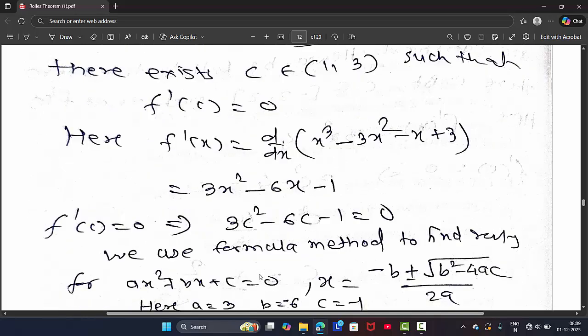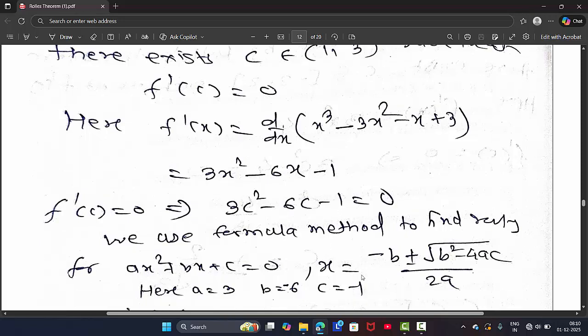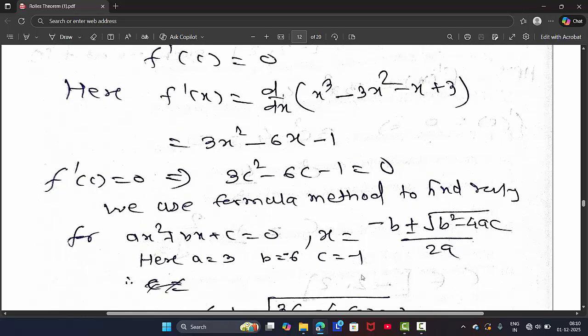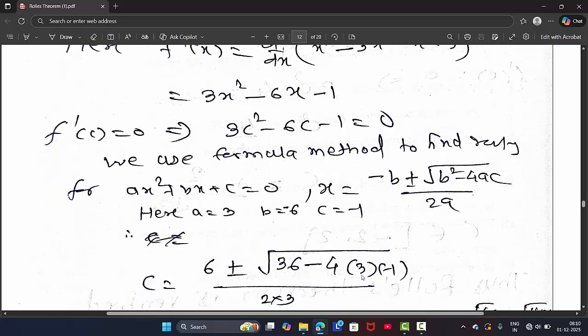F dash x equal to derivative of x cube minus 3x square minus x plus 3, which is 3x square minus 6x minus 1. F dash c equal to 0 implies 3c square minus 6c minus 1 equal to 0. For finding root of quadratic equation, we shall use the formula method. For ax square plus bx plus c equal to 0, the formula is x equal to minus b plus minus root of b square minus 4ac divided by 2a.